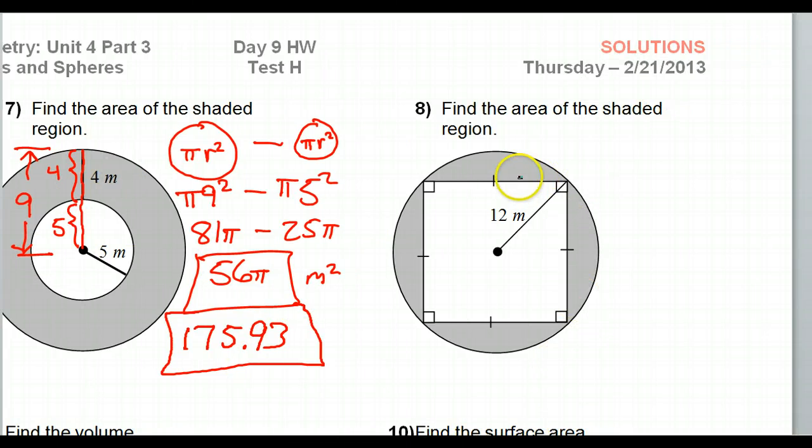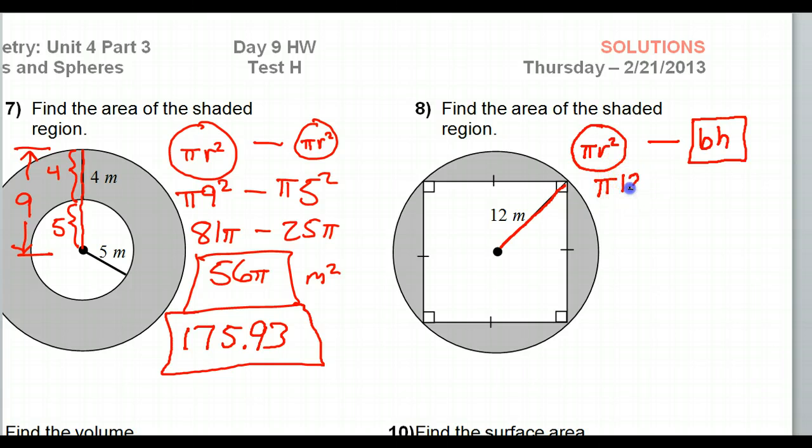Alright, let's look at another one. This time we have a square inside of a circle. So we need to do the outer shape minus the inner shape. So again, the circle part is going to be pi r squared. Now the square, like any rectangle, you can find it by doing the base times the height. Let's do the circle first. You see the radius right here is 12. So this area of the circle is going to be pi times 12 squared. Now we need to subtract the square.